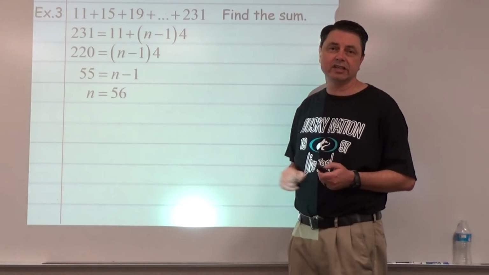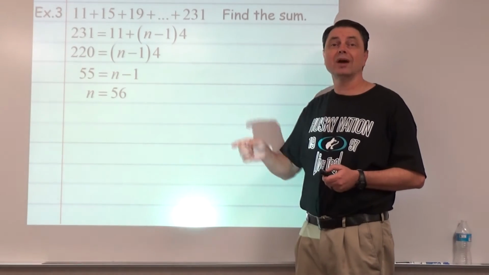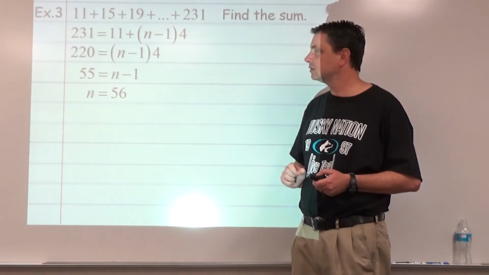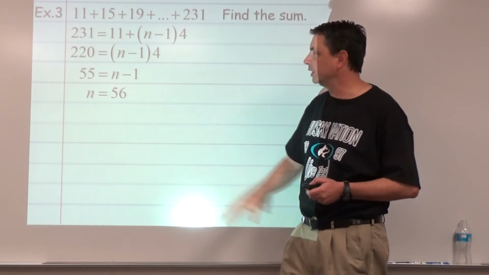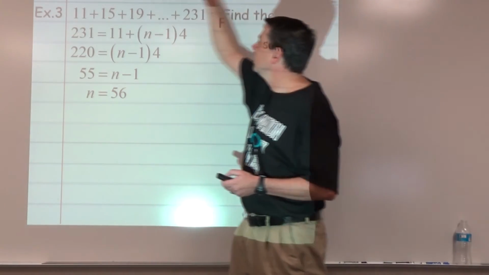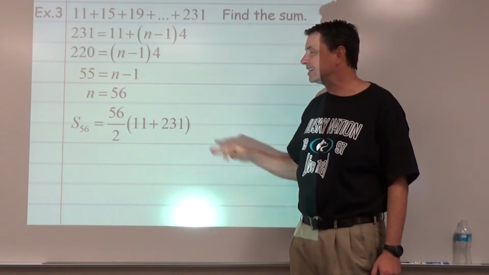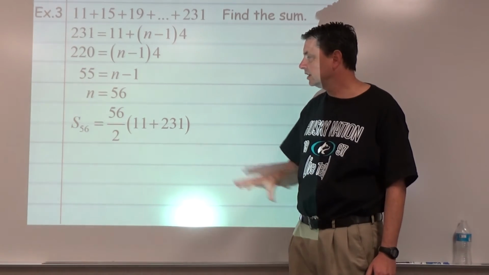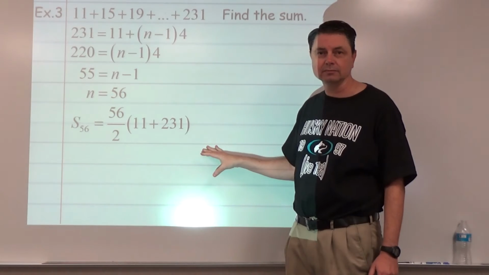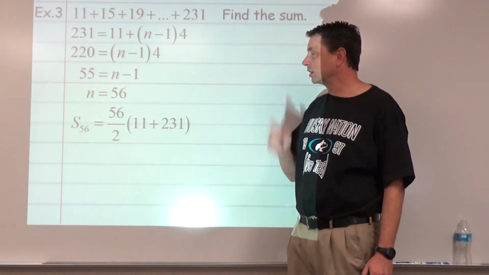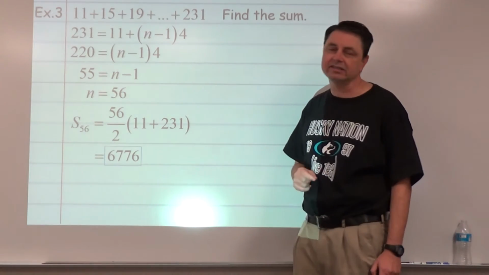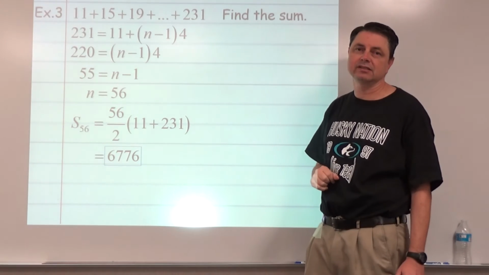That's the 56th term. So we're going to do S sub 56. Now we know everything. We know n, we know a sub 1, we know a sub 56. You can type those in. Do that on your calculator. You're going to get 6,776.